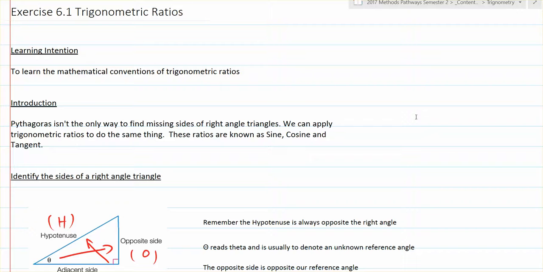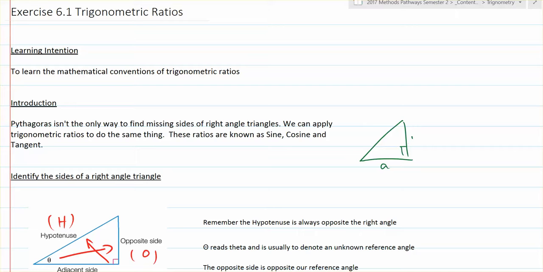This is for Year 10 Maths Pathways. We'll just quickly recap what we covered on Monday. On Monday we covered trigonometric ratios. We said at the very start that in Year 9 you would have learned Pythagoras, that a squared plus b squared equals c squared for a right angle triangle.